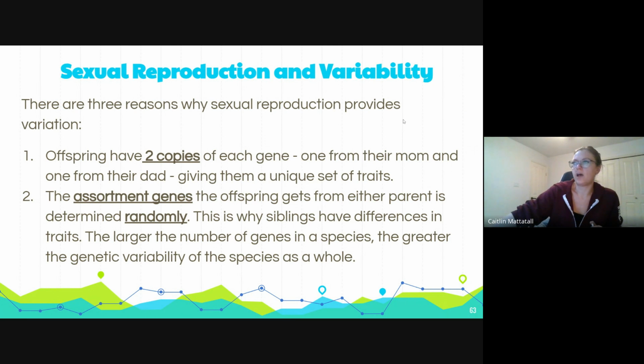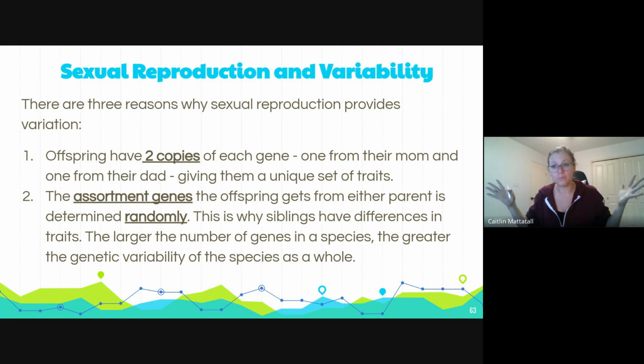Okay, so 3 reasons why we get variation or differences from sexual reproduction. I've already said this one. The offspring is going to have 2 copies of each gene. So you get DNA from the mom or the female, you get DNA from the dad or the male, and those DNA chromosome bits are going to pair up together to give you a brand new chromosome formation. And you're only getting half of the DNA from your mom and half of the DNA from your dad, and it's completely random as to which half you get.